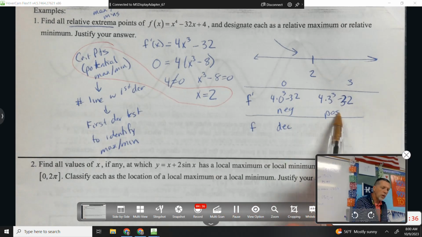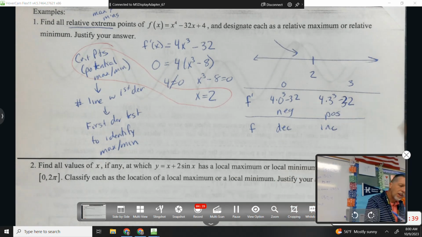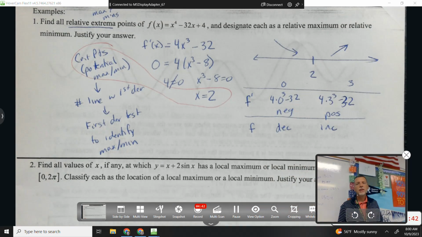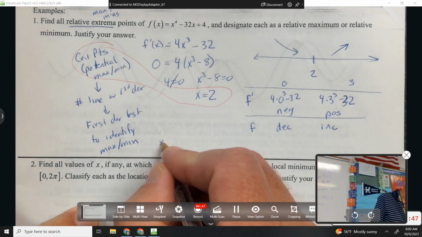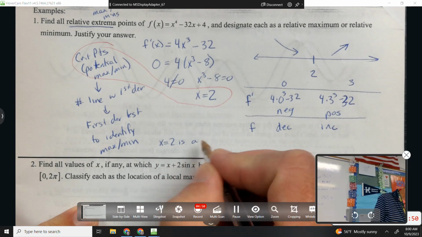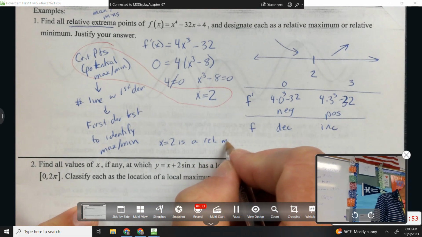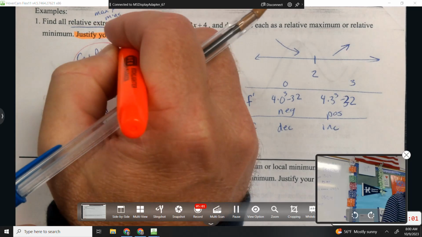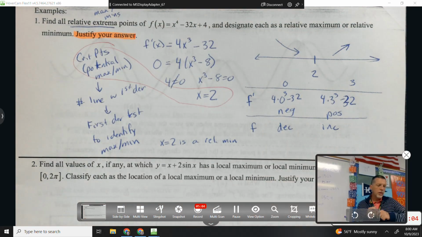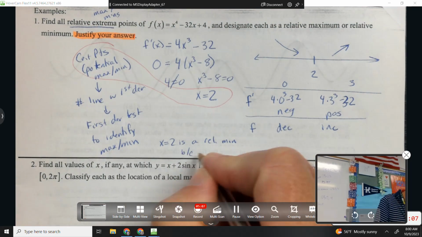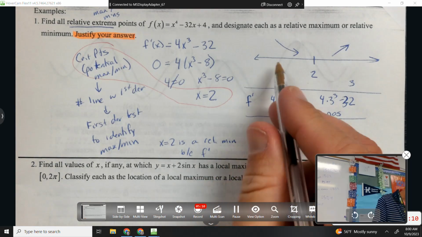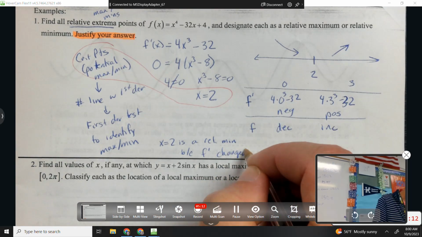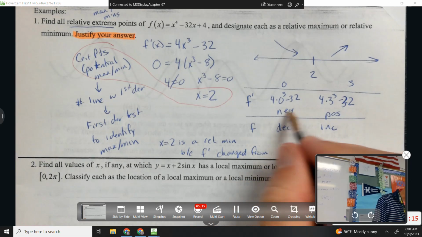And if f prime is positive, that means f is increasing. Again, the picture maybe helps. If I'm changing from decreasing to increasing, what's going on at x equals 2? So we say x equals 2 is a relative minimum. That's not quite enough because you must justify your answer. So how did I know that x equals 2 is the minimum? Because f prime changed from negative to positive.